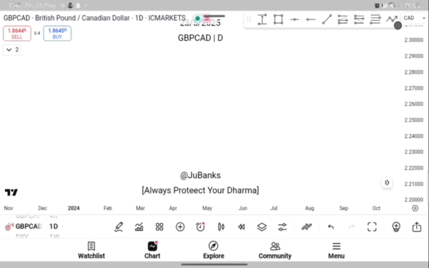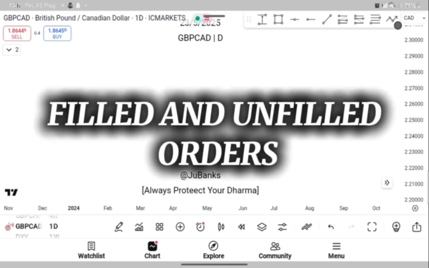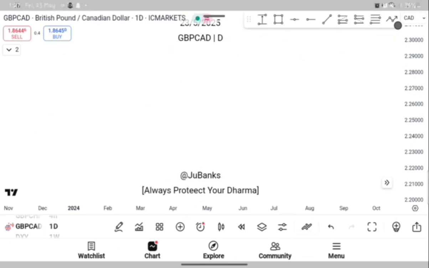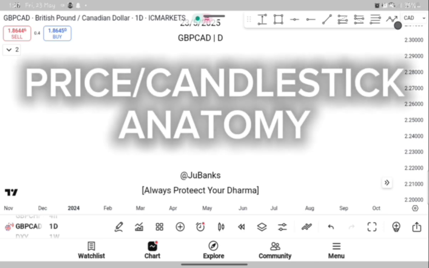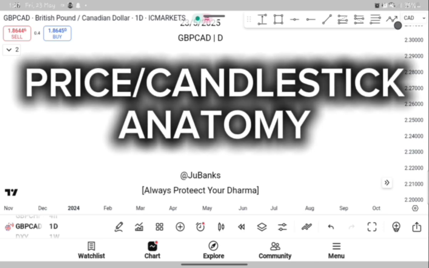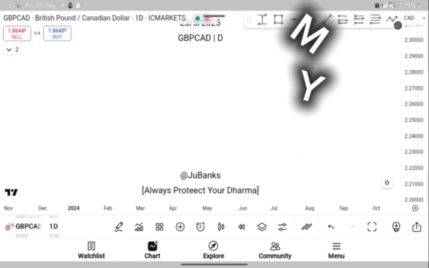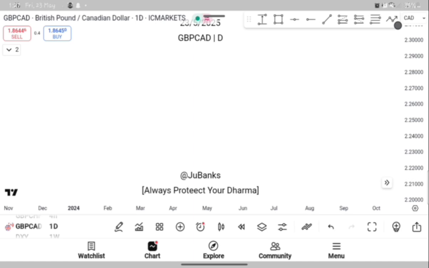So let's get started in today's journey to better understand the intricacies of price movements and market dynamics. In the introduction, we'll be talking about filled and unfilled orders being the first point, the second being price as a whole, understanding how price movements occur on the forex market or in the financial market. So let's begin with the first point.